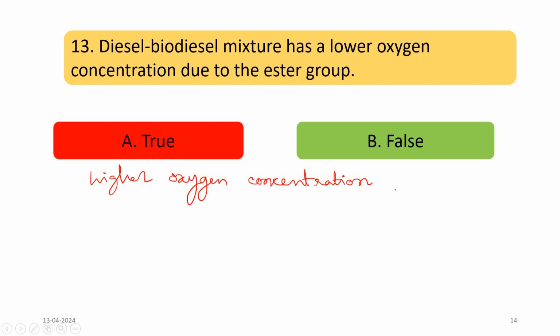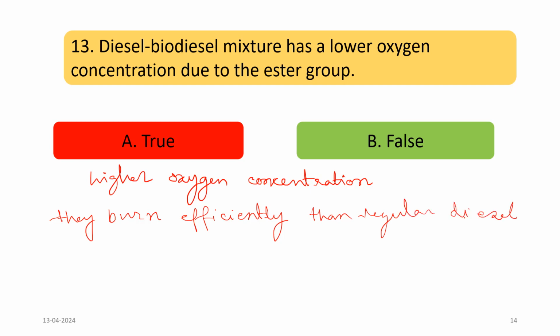So the answer is higher oxygen concentration. Okay, and due to the presence of the ester group, that is why the biodiesel burns more efficiently than regular diesel made from fossil fuels. So as it has higher oxygen concentration, due to the presence of a high number of ester groups, that will lead to burning more efficiently than regular diesel. That is the advantage of biodiesel.